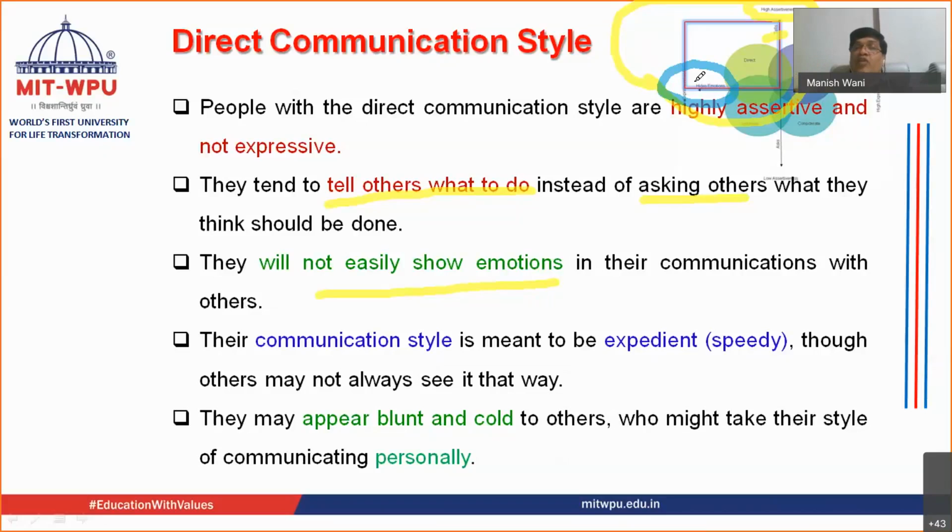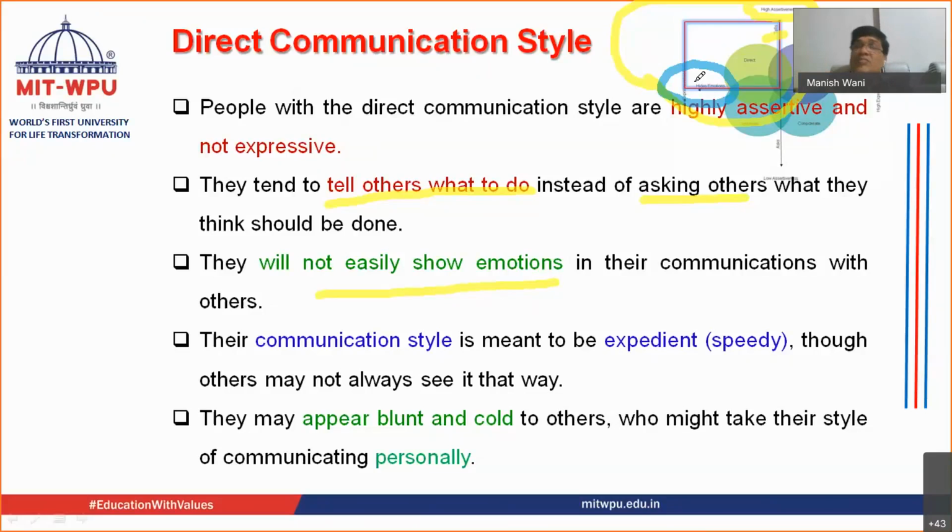They are not going to show their emotions. They are not going to talk anything irrelevant. They are not going to give examples or anything. They are not going to be elaborate. As I told you, they are going to be very short and very crisp. And as they are short and crisp, their communication style is basically to hasten up things. In short, they don't have time, so they finish their communication very, very fast.